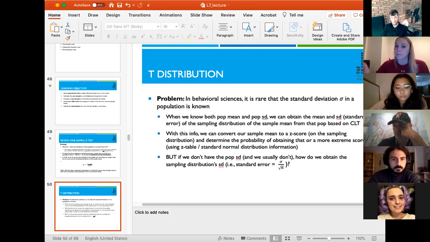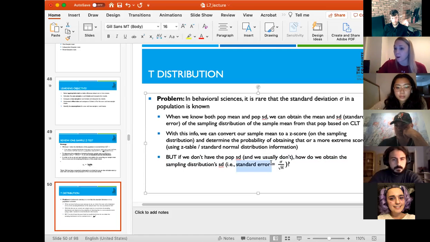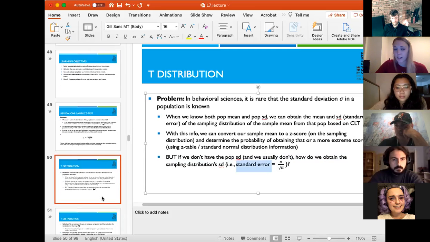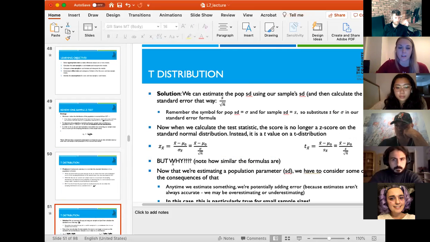So we need that population standard deviation to calculate the standard error, AKA the sampling distribution standard deviation. But if we don't have the population standard deviation, how do we calculate standard error? So this becomes a problem. And we often don't have the population standard deviation.